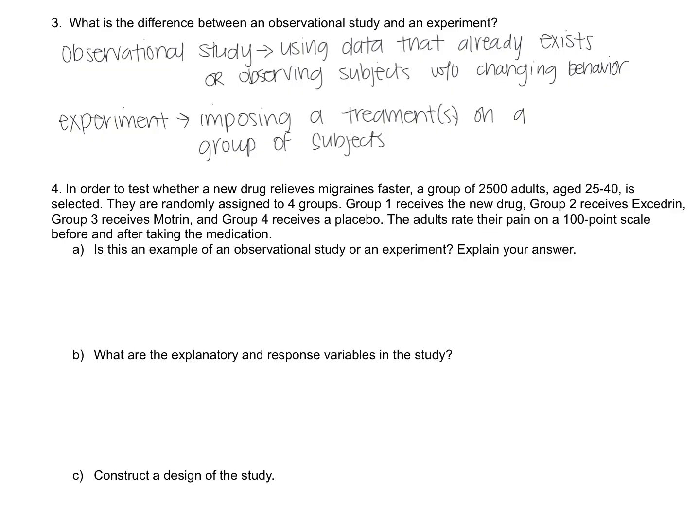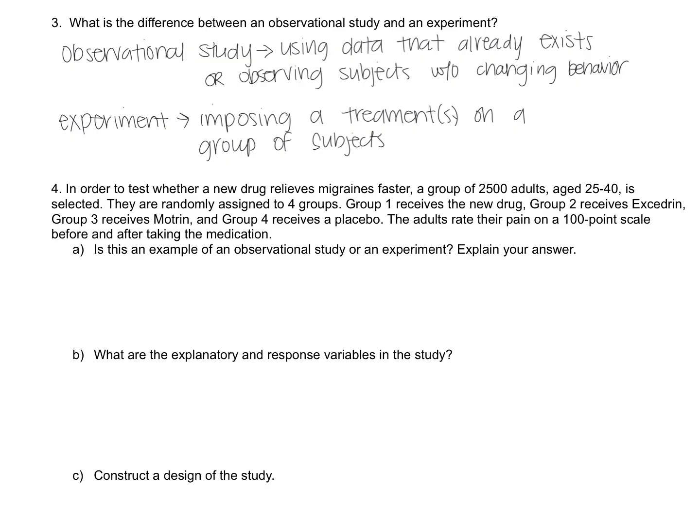Group 1 receives the new drug. Group 2 receives Excedrin. Group 3 receives Motrin, and Group 4 receives a placebo. The adults rate their pain on a 100-point scale before and after taking the medication.